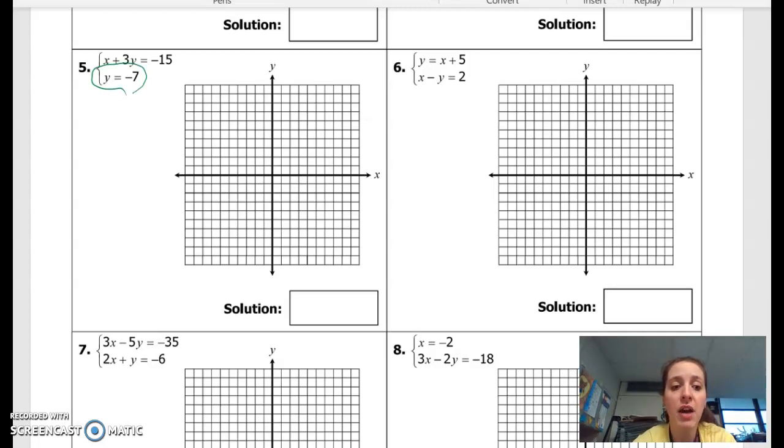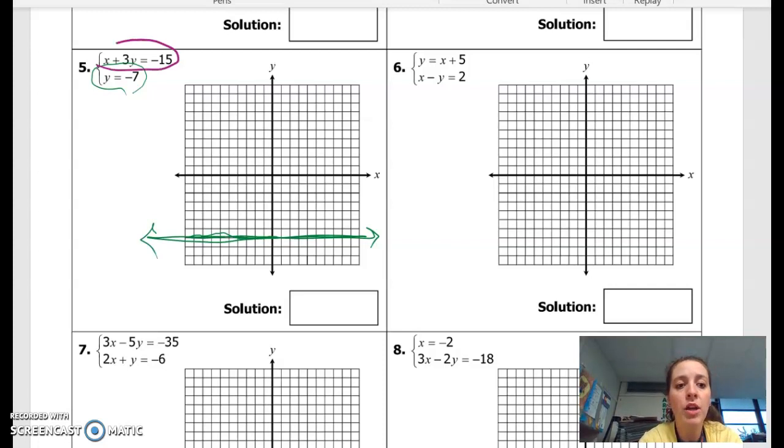Okay, so first I see that the second one is already in a form that I can graph. So I see I've got y equals -7. So remember, I don't have any slope there. So I'm just going to go to my -7, 2, 3, 4, 5, 6, 7. And my line is not a very straight line, but your goal is to be very straight. Okay, so there's that green line.